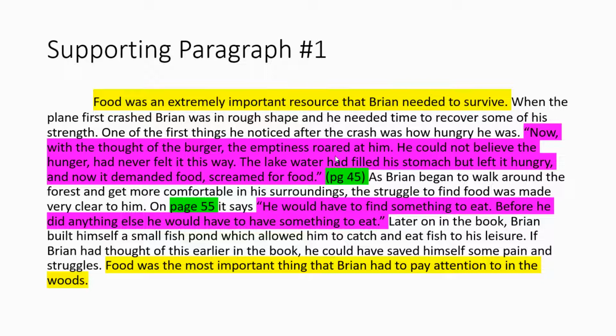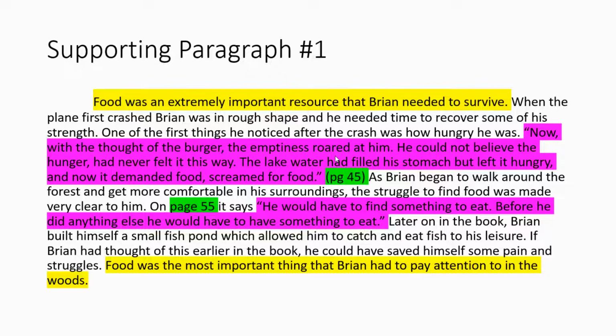Now, the second yellow line at the very bottom, that's my concluding sentence. And that is telling me this is the thing that I argued. This was the idea I was trying to pay attention to. And it said food was the most important thing that Brian had to pay attention to in the woods. So those two sentences work together in tandem. The first one introduces the idea. The second one concludes that I've argued that idea.